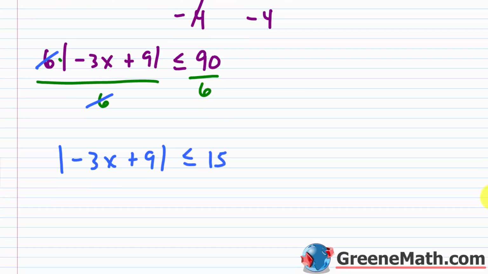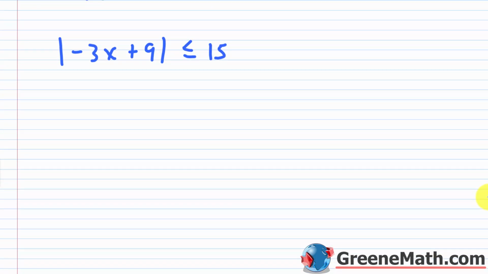Okay, let me get a little bit more room. So now we're ready to set up our compound inequality with and. So again, first scenario, just remove the absolute value bars. So negative 3x plus 9 is less than or equal to 15. Then and, okay, you've got negative 3x plus 9.